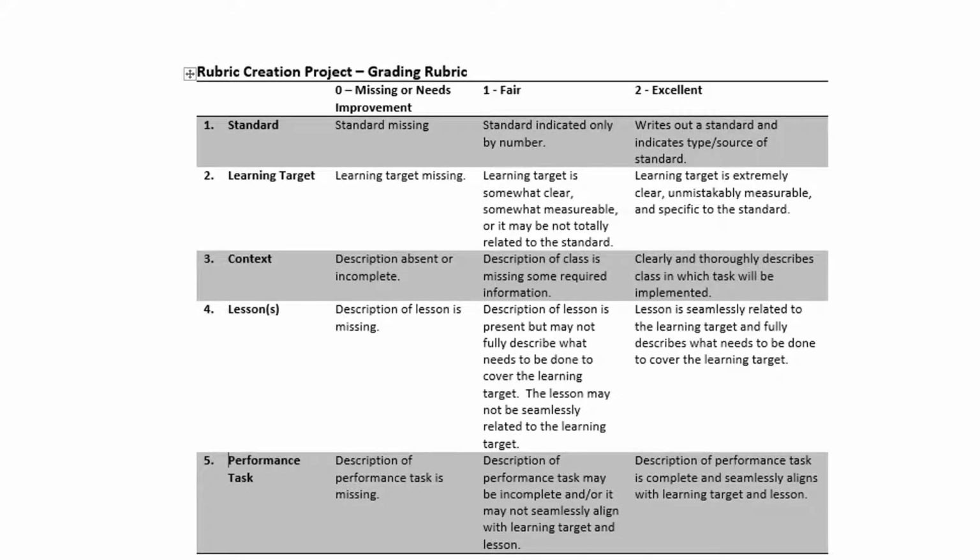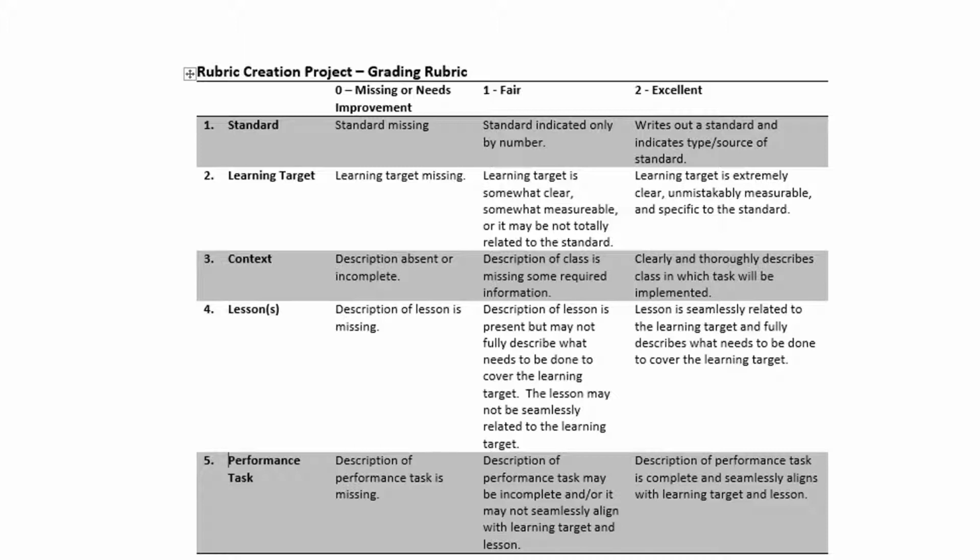Also included in the folder is the grading rubric. And here you see the grading rubric, and you can see the sections that I just talked about: standard, learning target, context, lessons, performance tasks. And I just want to make clear this is the grading rubric for the rubric project, so it's a little confusing. But this is a good example of a rubric. You can see the criteria listed down the left side. You can see the levels. I have 3 levels: 0 is missing or needs improvement; 1 is fair; and 2 is excellent.